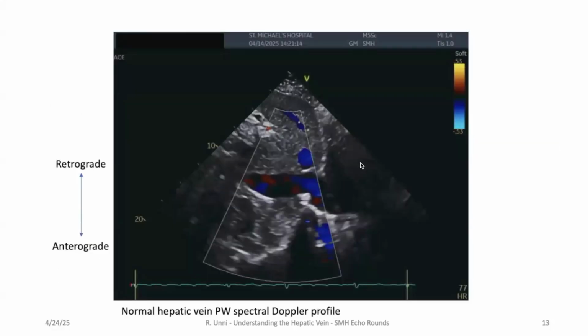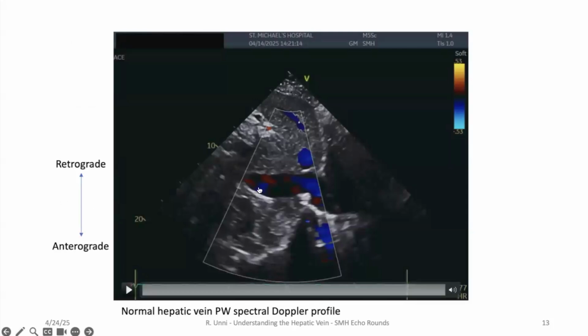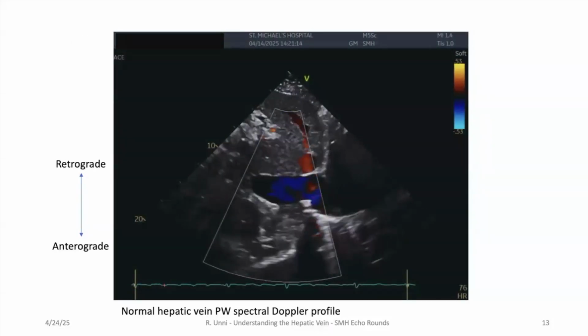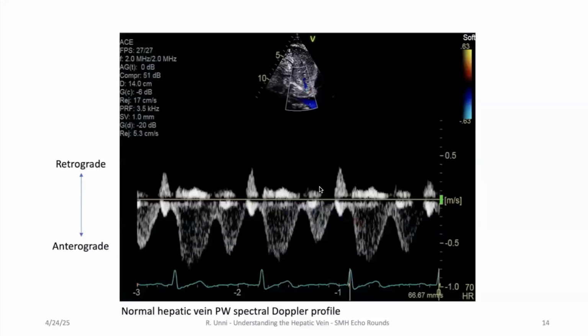Now, as we describe the waveforms, this should look pretty familiar to most people. When I discuss retrograde flow, I'm talking about flow that's going backwards into the liver, backwards into the hepatic vein. And anterograde flow will be flow coming down the hepatic vein into the IVC, into the RA. So this is a pretty normal hepatic vein spectral Doppler profile. We've all seen this. Let's go into how this is actually formed.